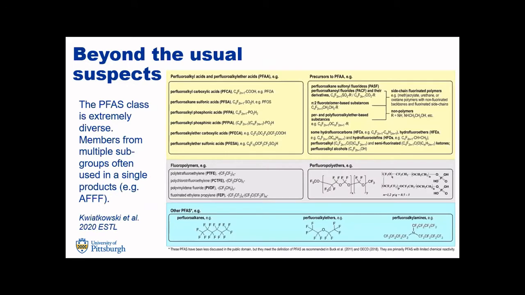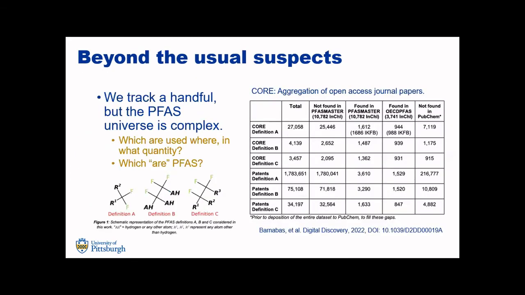And beyond even those usual suspects, the PFAS class is extremely diverse. This was a paper recently published in ES&T Letters that lays out a few of these classes, if you're interested in understanding what the different groups of PFAS are and just how diverse they are. Members of multiple subgroups are often used in a single product. One of the things responsible for much of the PFAS contamination we see in water systems is the use of PFAS-containing firefighting foam. The aqueous film forming foam, AFFF, tends to have complex mixtures of PFAS in it. We only track a handful of these, but as I said, the PFAS universe is very complex.